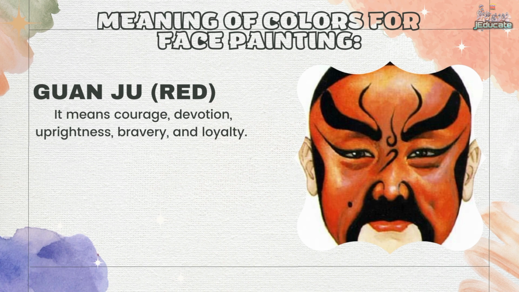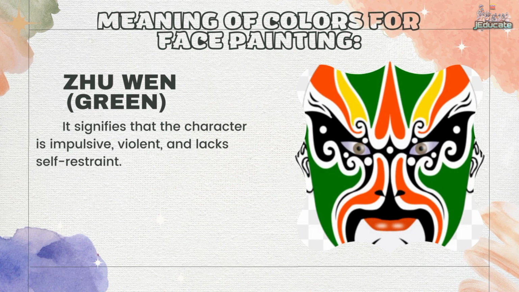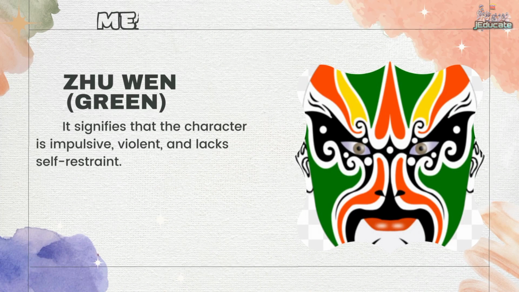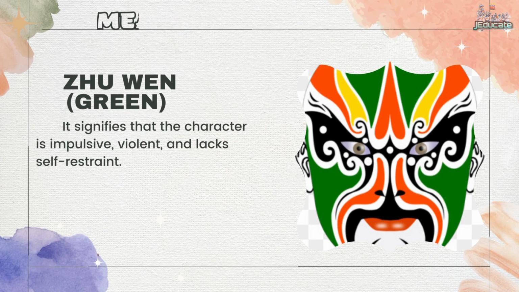Meaning of colors for face painting. Guanju, red. It means courage, devotion, uprightness, bravery, and loyalty. Huang Pang, yellow. It indicates ambition, cool-headedness, and fierceness. Zhu Wen, green. It signifies that the character is impulsive, violent, and lacks self-restraint.